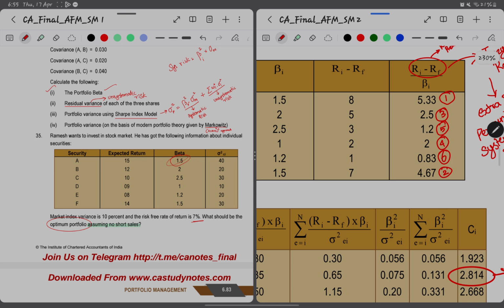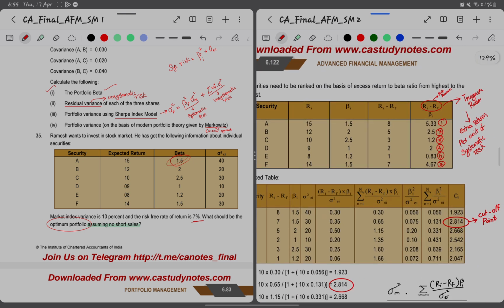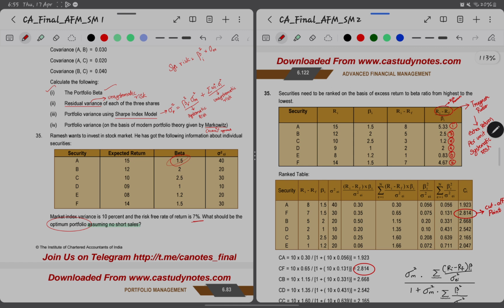So in our case, as we can see, for A to F we have the Treynor's ratio, and based on that I have arranged them in order. 5.33 is the first rank, then 4.67 is the second rank, then 3, 4, 5, 6. Now in this order again we have to rearrange the securities. So this table will be from top rank to bottom.